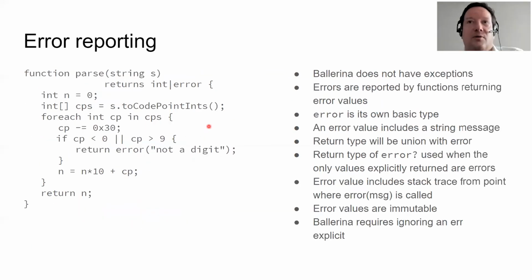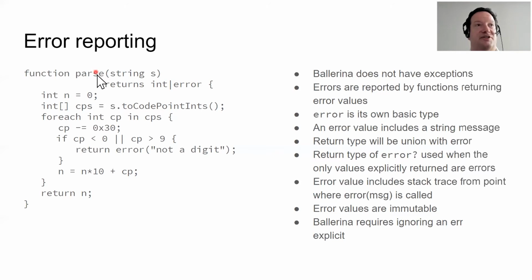Okay, Ballerina does not have exceptions like in Java or JavaScript. Instead, we have error values. So it's a little bit more like C, but instead of using an error code or a string or a structure, we have a specific type of value called an error value that we use for reporting errors. And we use unions to describe the possibility that a function may return either a non-error value or an error.